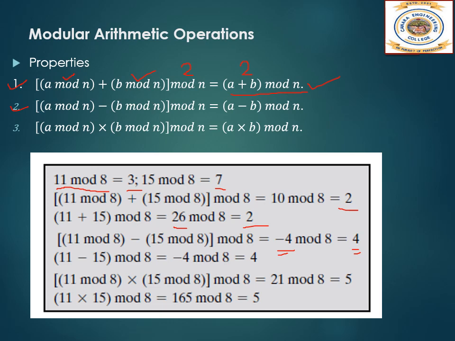Then 11 minus 15. How much is it? Again it is minus 4. And we add 8 to that. I get it as 4. So property 2 is also proved.